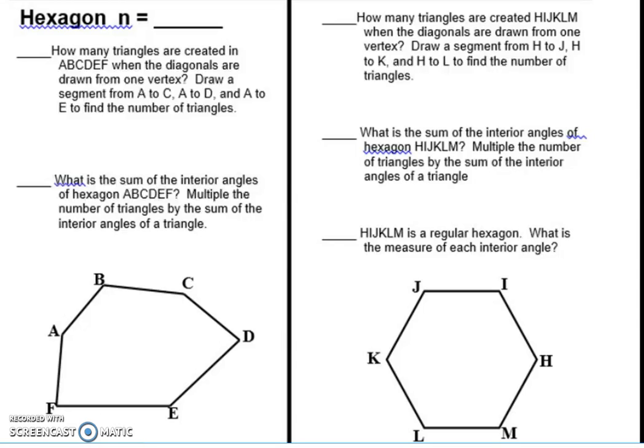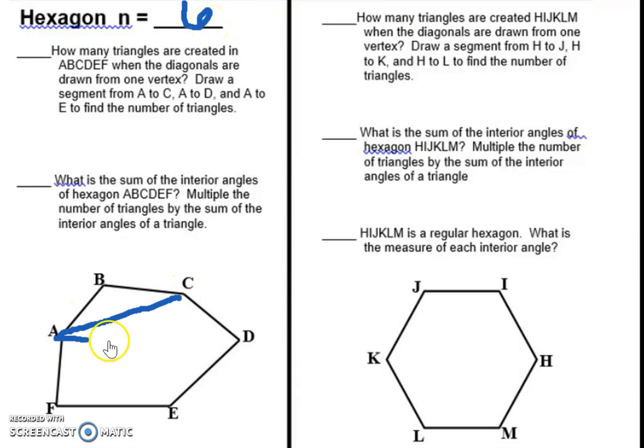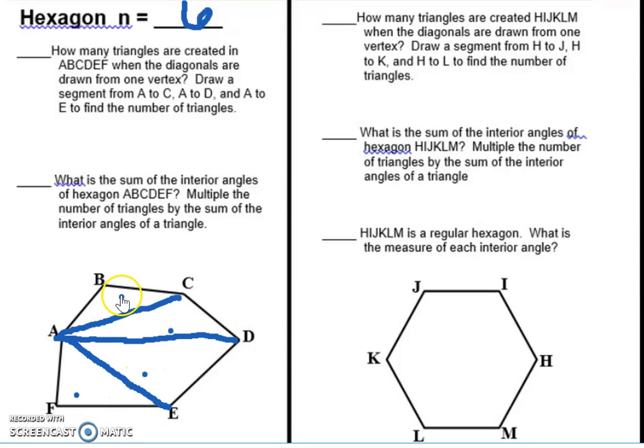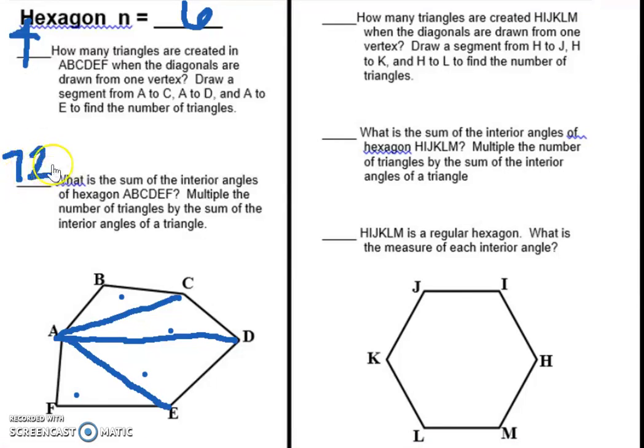Hexagons. Again, we're going to look at hexagons, which have 6 sides. Let's draw some triangles, A to C, A to D, and A to E. So I made 4 triangles. Each one has 180 degrees. So that gives me 720 degrees total in my hexagon.